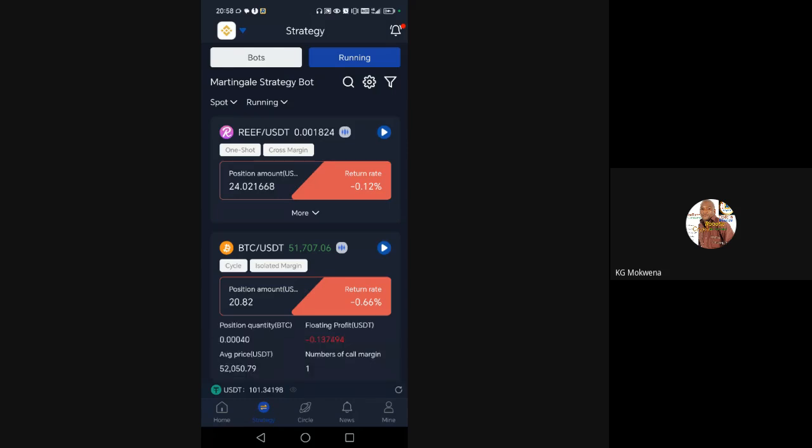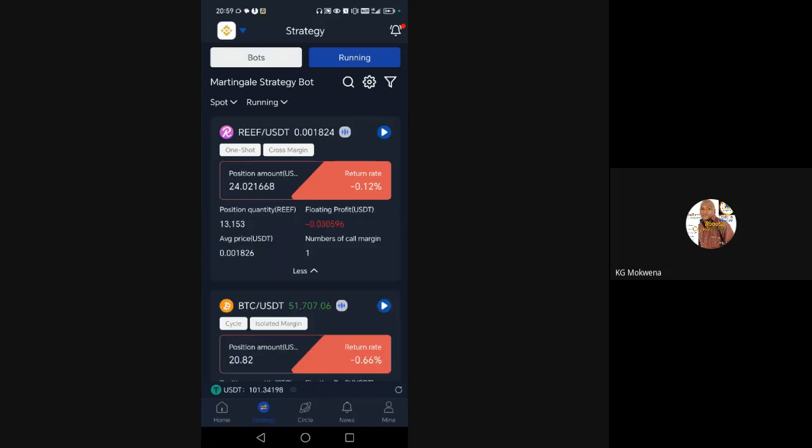of Reef. If you click on this, the return rate is minus 0.12%. It means the $24 of Reef has now gone down by minus 0.12%. That is the return rate of your asset in this particular market or in this coin. You understand? Click on more to understand further.